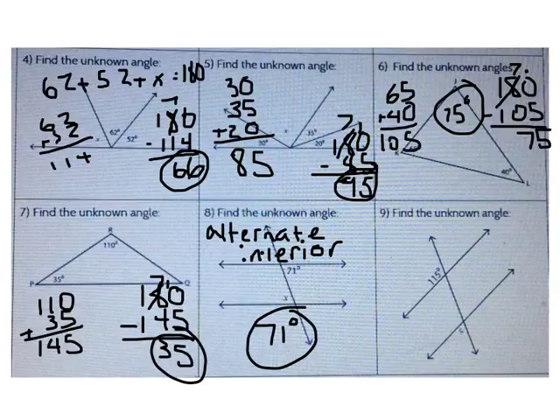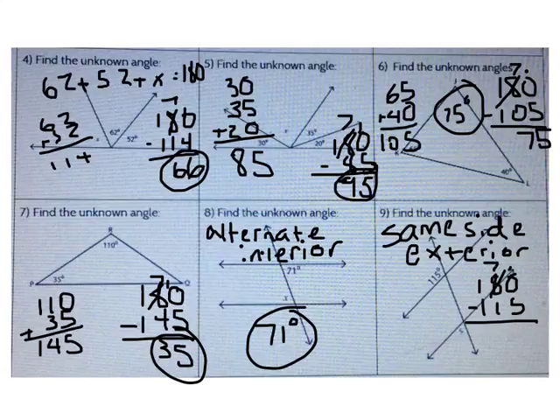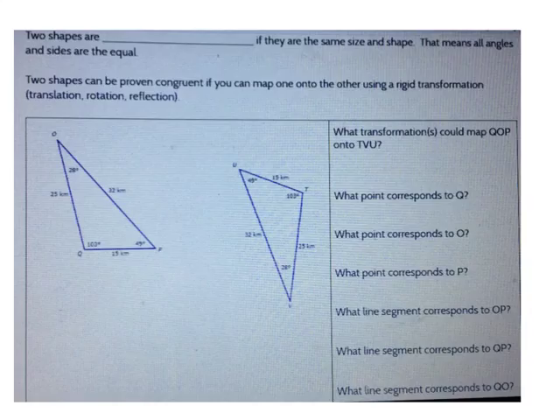Now look at number 9. What's the angle relationship between 115 and x? Those are same-side exterior angles, so they're supplementary. They add up to 180 degrees. So subtract 180 minus 115 to find x. What's 180 minus 115? Well, 10 minus 5 is 5. 7 minus 1 is 6. X is 65 degrees.